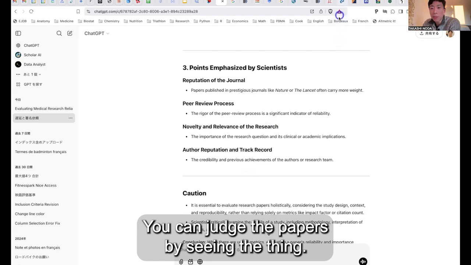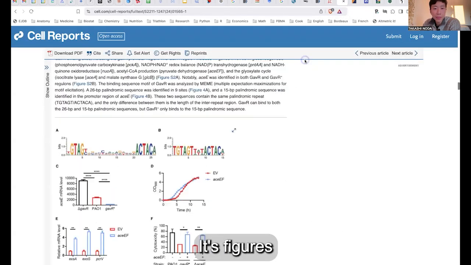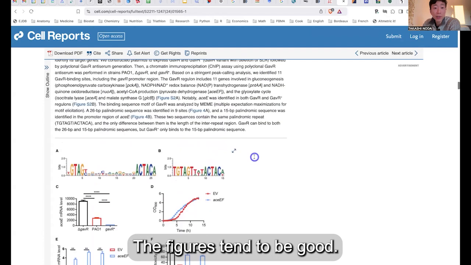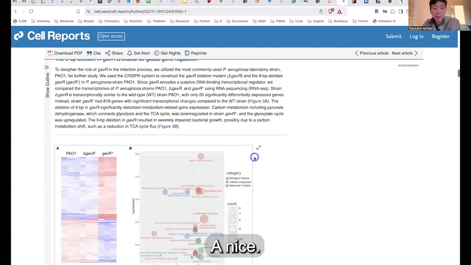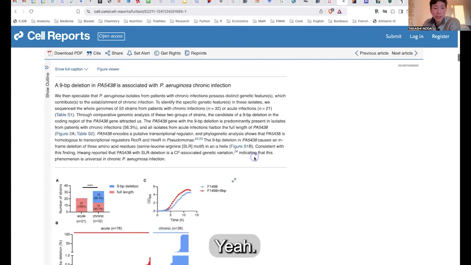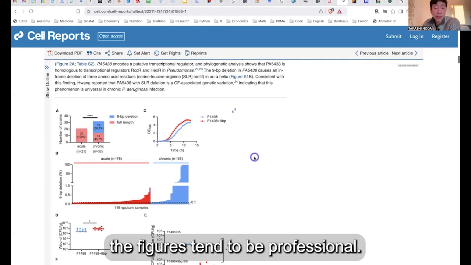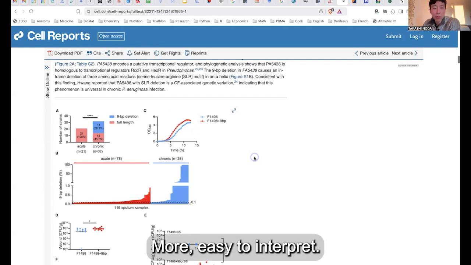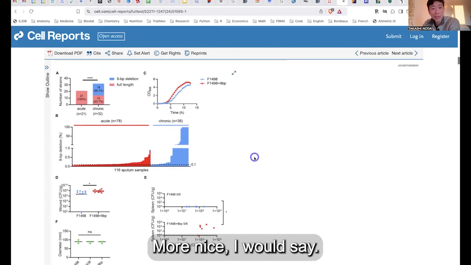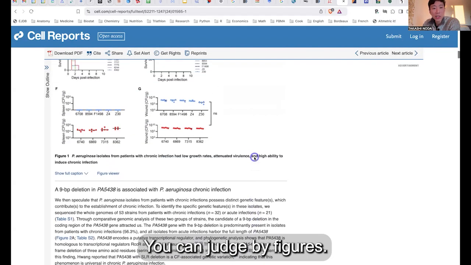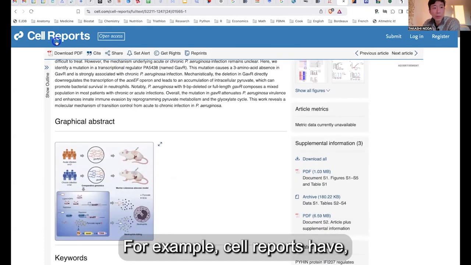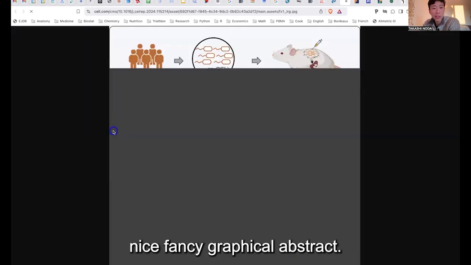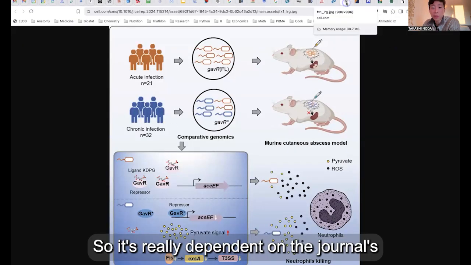You can judge papers by seeing their figures. In good papers, the figures tend to be good. The figures should be concise and clean, easy to interpret, and nice. In good papers, the figures tend to be professional, easier to interpret, nicer, I would say. So you can judge by figures. It's also journal dependent. For example, some journals have a nice, fancy graphical abstract. So it really depends on the journals.